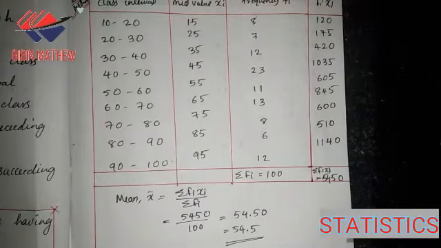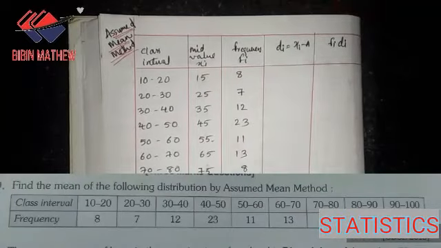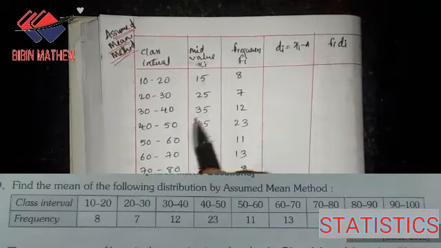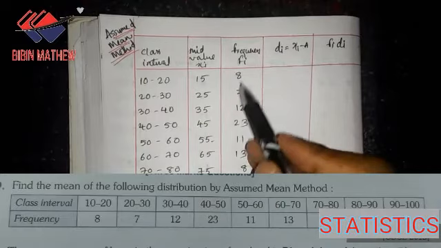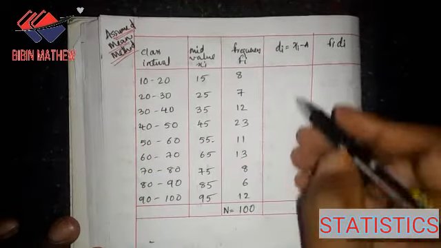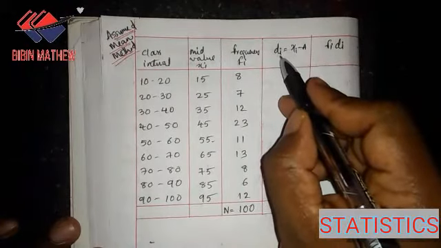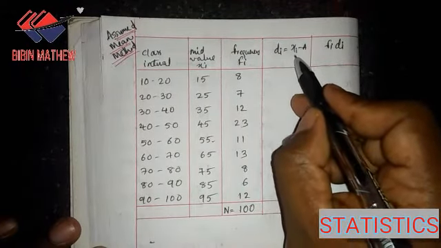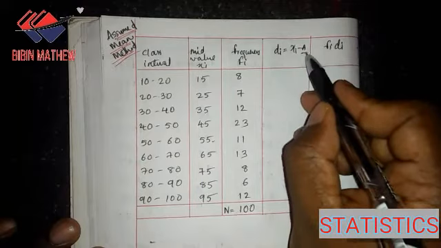Now let us go with the same question. With the same question, let us go to the second method. Here you can see the same question again. I have written the mid value. Then frequencies are given. Total n. We have taken the n. Now we got the dA. So here you have to find dA. dA is equal to xi minus a. A is what we call the assumed mean.